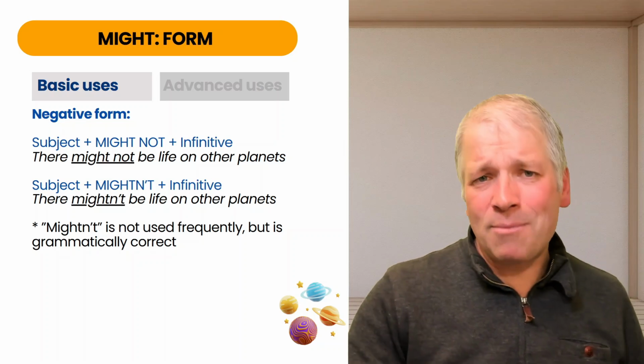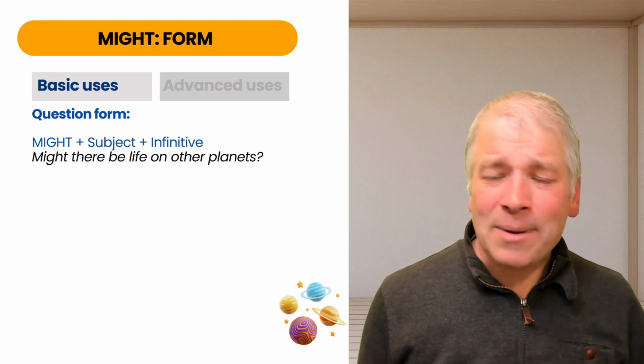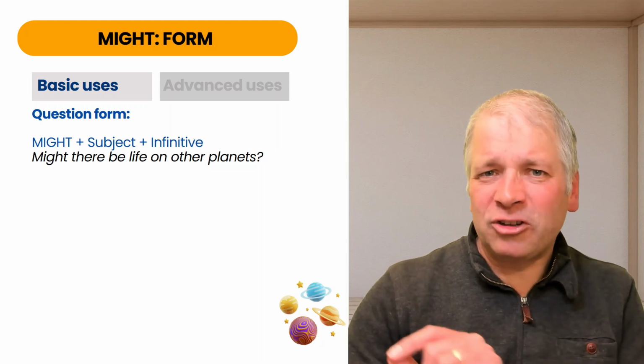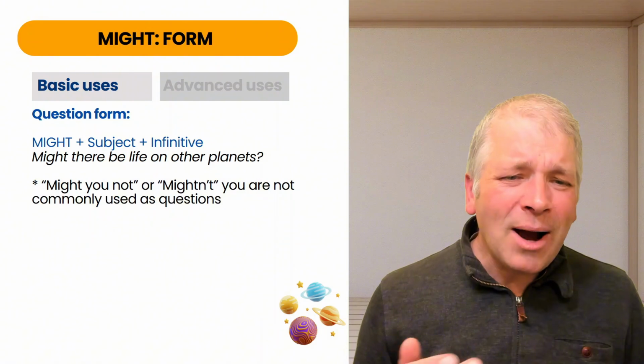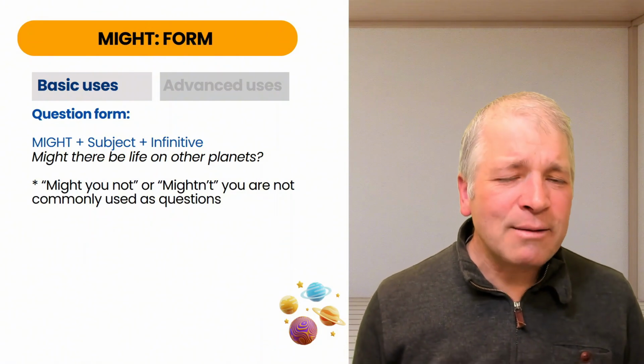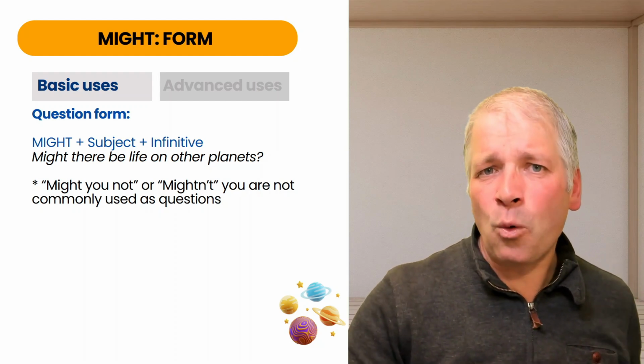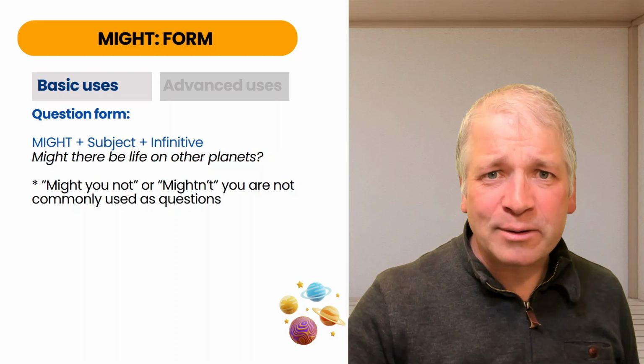However, it is grammatically accepted. In the question form, might there be life on other planets? Might, subject, infinitive. Might you not or mightn't are not commonly used as questions, so it's best to avoid those and use another way of asking your questions.